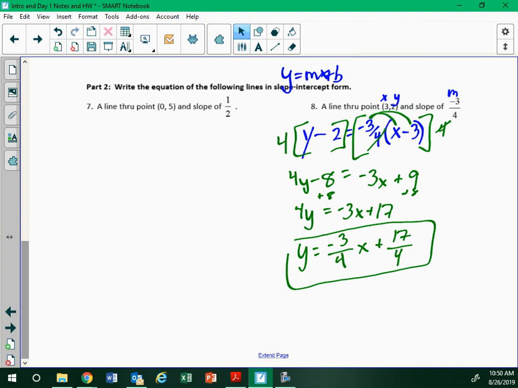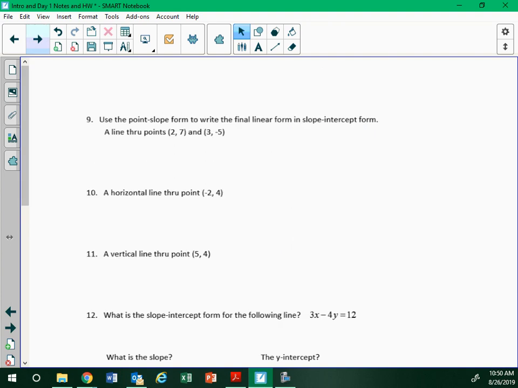Alright, so if we were to put this in standard form, we'd have to multiply by 4 to get rid of those fractions. We'd have to move our x over to make sure that it's in front and make sure that it's positive. Alright, let's go ahead and take a look at 10 and 11.